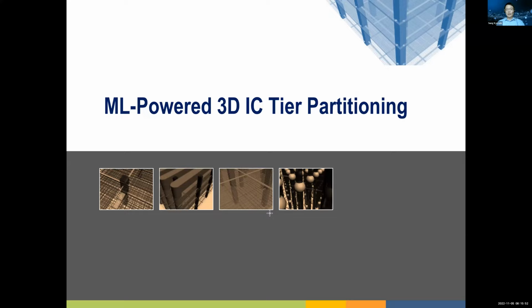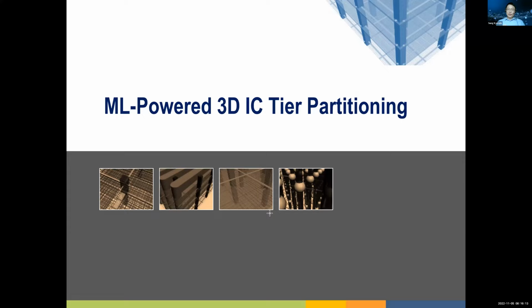Tier partitioning. Well, isn't that easy? If I want to do memory on logic, you put all the memory in one tier and then everything else, all the logic, on the bottom. Yes, if you want to do a very simple partitioning such as memory on logic, it could be done manually.